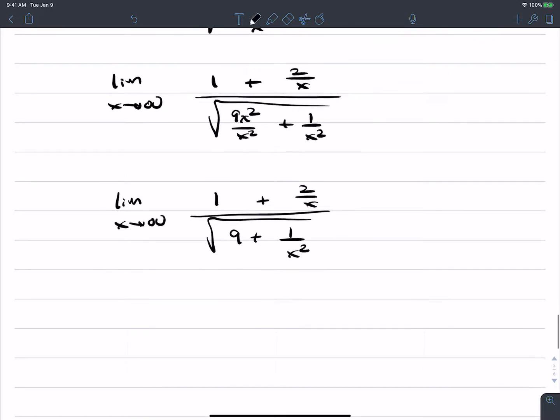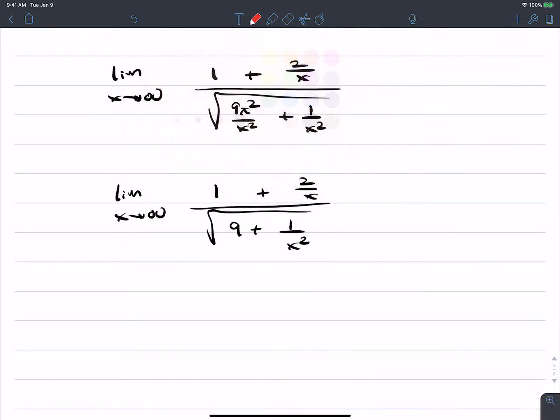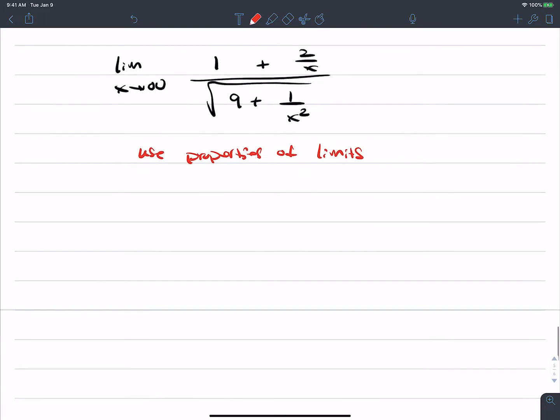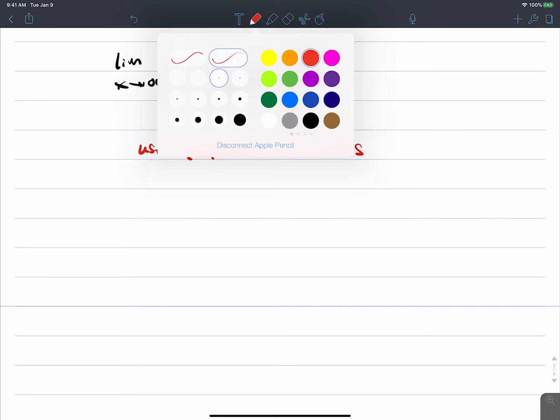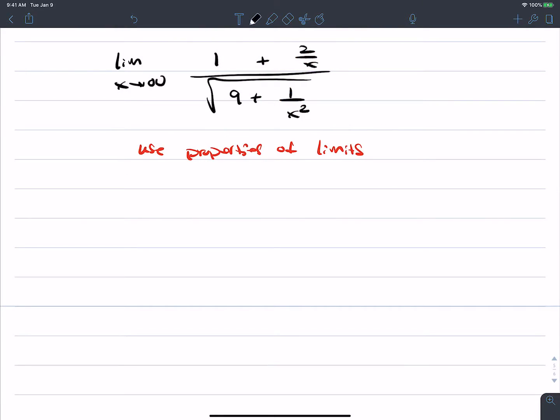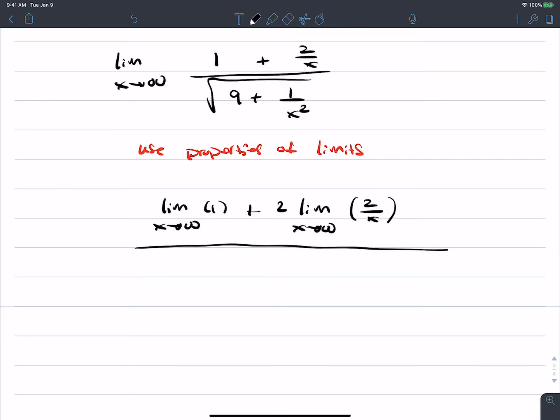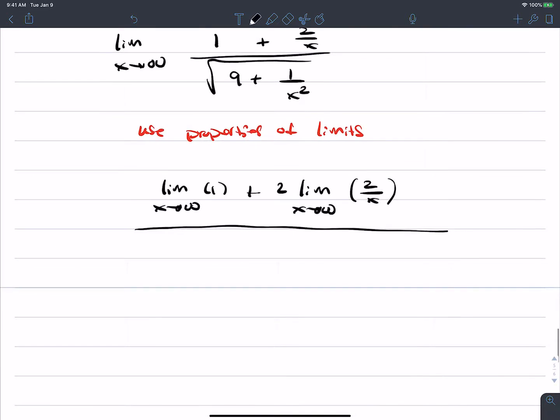And as you guys can see now, we're going to write this down again. You're going to use some what? Use properties of our limits. So by properties of limits now, this is going to equal the limit of a constant plus 2 times the limit of 2 over x. And this is again as x gets big. Over, remember you have a limit of the square root.